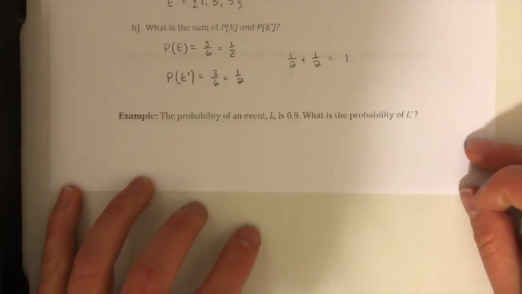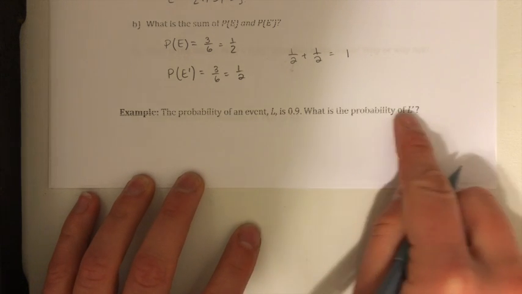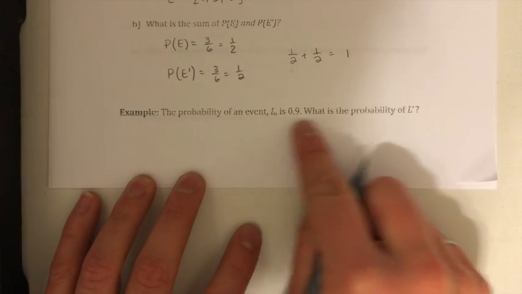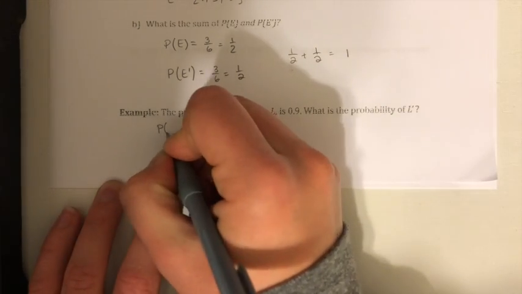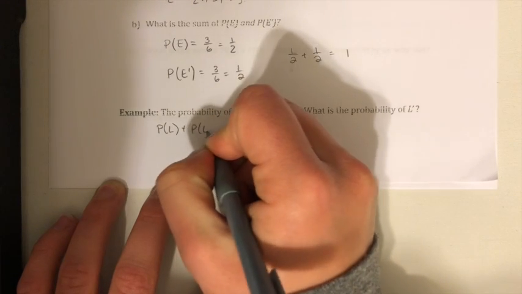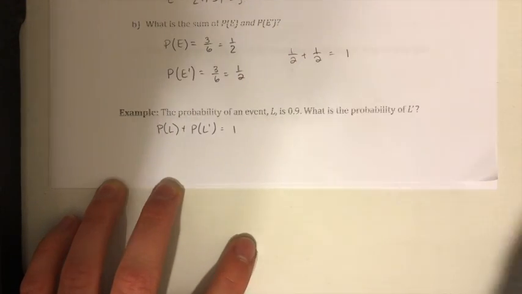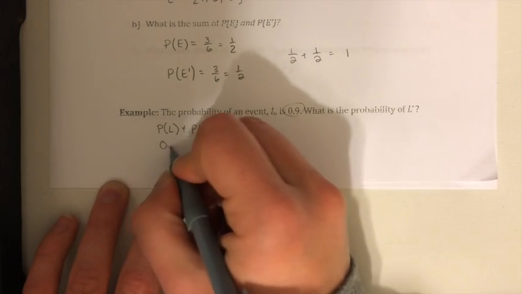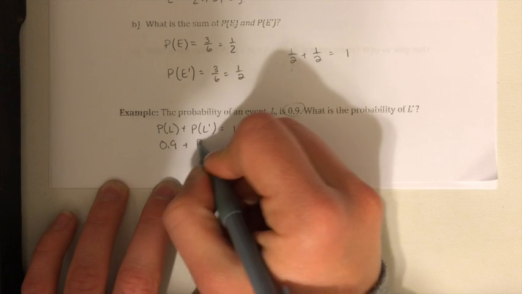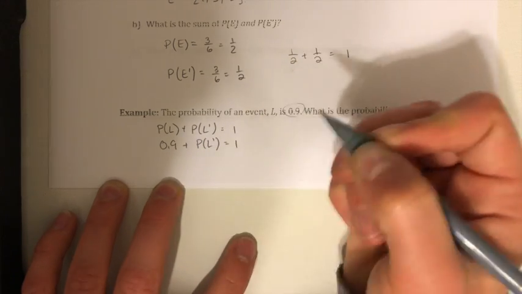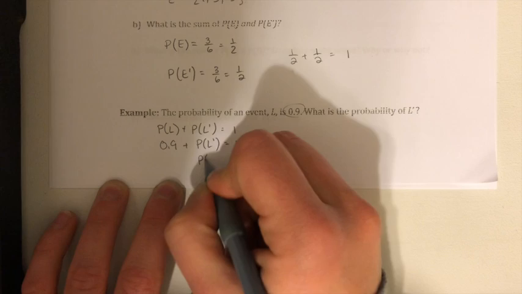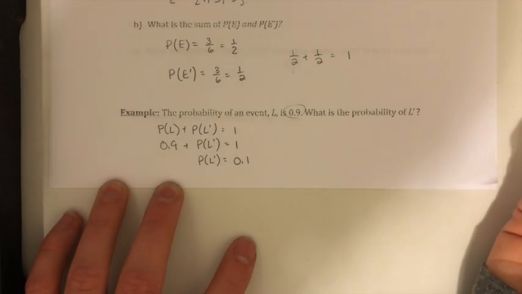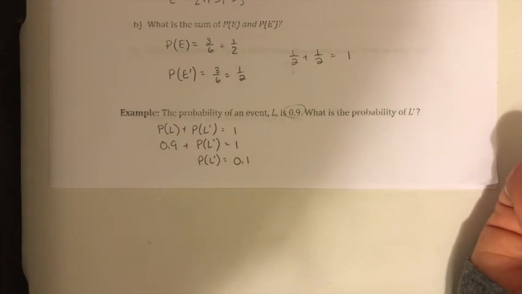The probability of an event L is 0.9. What's the probability of L complement? So again, the probability of L plus the probability of L complement has to equal 1. If the probability of L is 0.9, we can use that to solve for our unknown here. So we're going to subtract 0.9 from both sides. 1 minus 0.9 gives us 0.1. Okay, so that would be the probability of the complement.